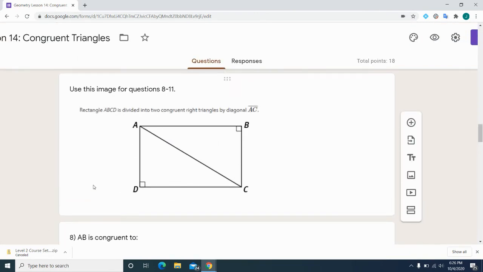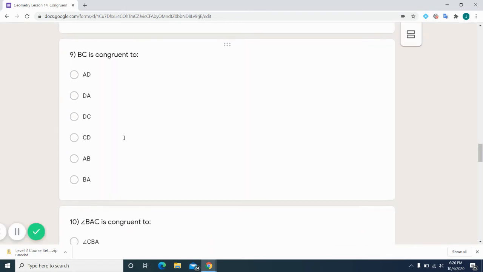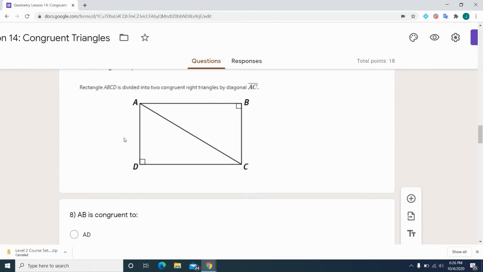BC is congruent to what? BC. So start at the right angle. DA. So BC is congruent to DA. Angle BAC. Angle BAC.